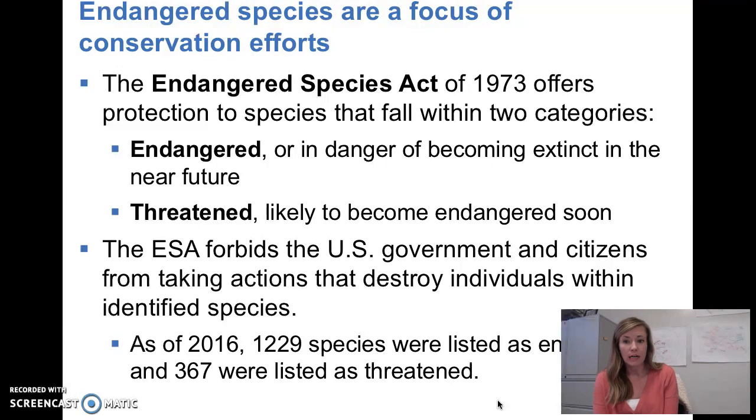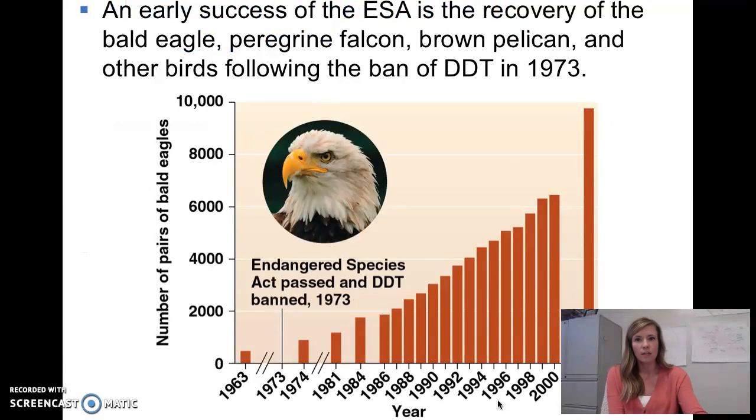As of 2016, 1,229 species were listed as endangered and 367 were listed as threatened. And 75% of these species have government agencies running recovery plans to protect them or increase their population. So 3/4 of them, the government is actively working to protect them and increase their population. So we're not just trying to protect them, we are trying to increase their population so that they move off the list. So that's the goal.